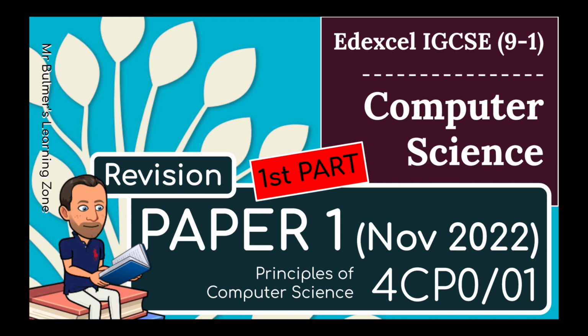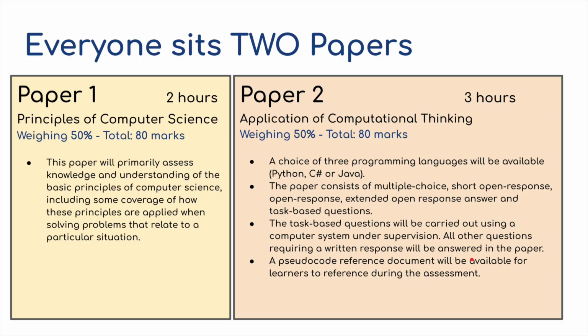Hello and welcome back. This time we're looking at paper 1 from November 2022. This is for Edexcel IGCSE 9-1 and it is paper 1, so 4CPO/01 is the course code. It's a 2-hour paper and it's 50% of the total marks between paper 1 and paper 2.